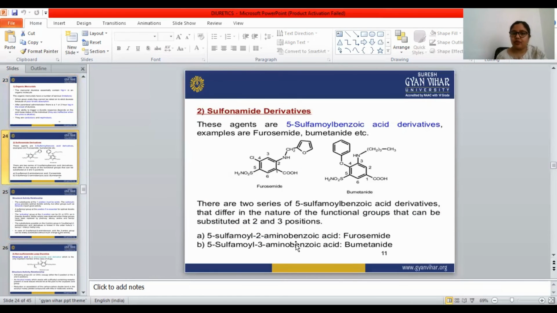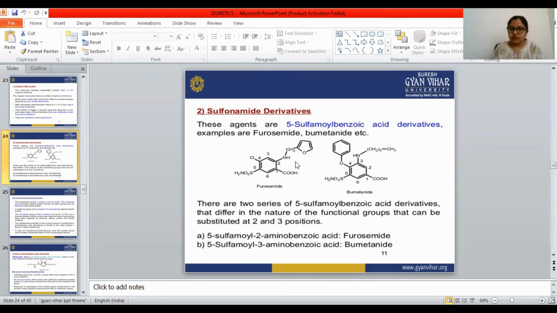The next drug class is sulfonamide derivatives. These agents are 5-sulfamoyl benzoic acid derivatives. Examples are furosemide and bumetanide.